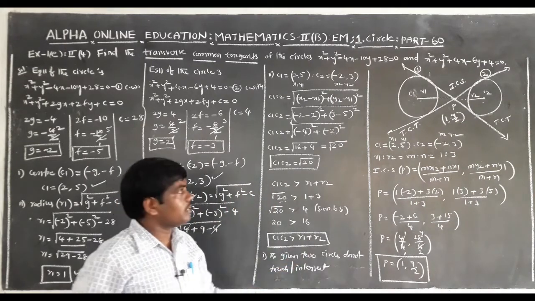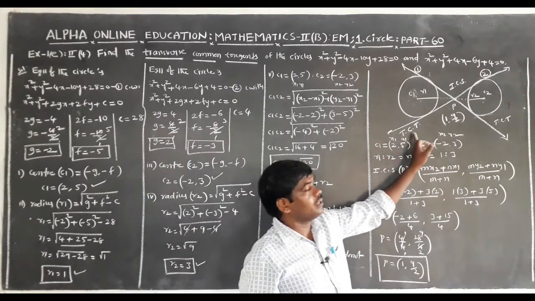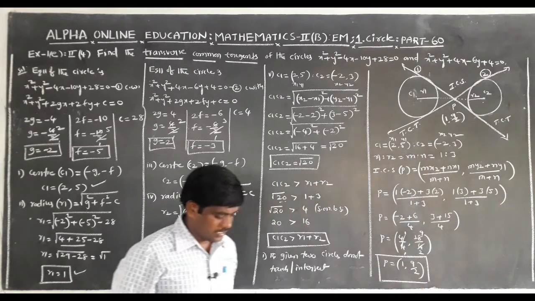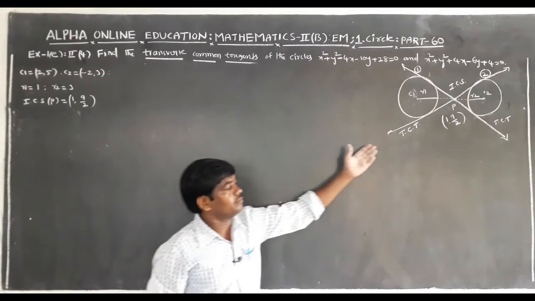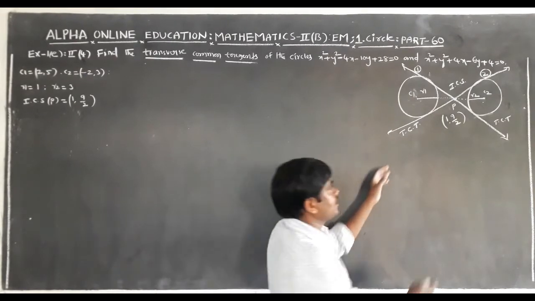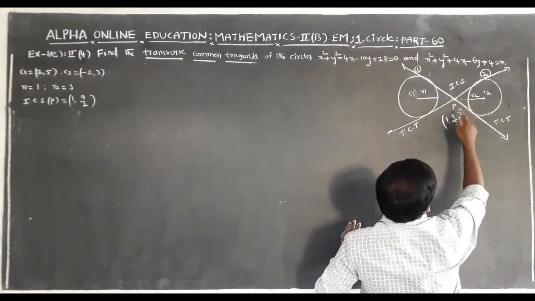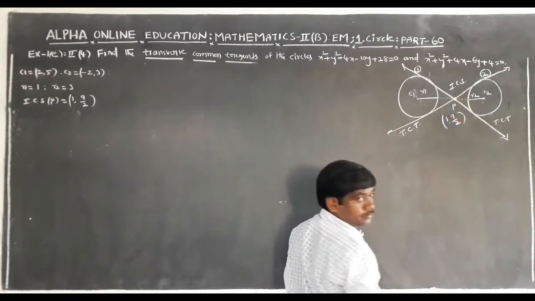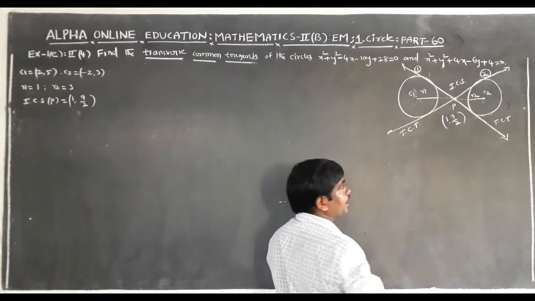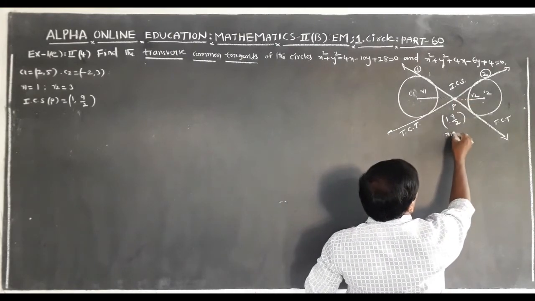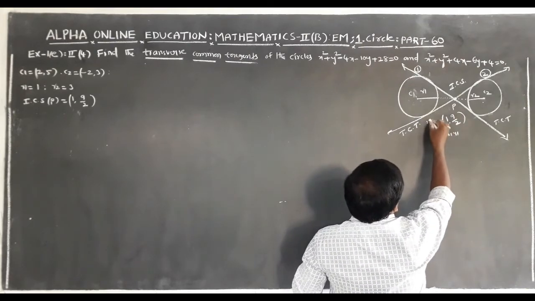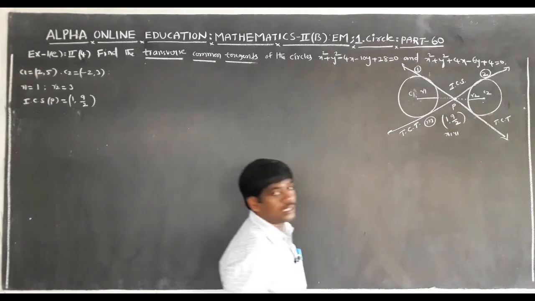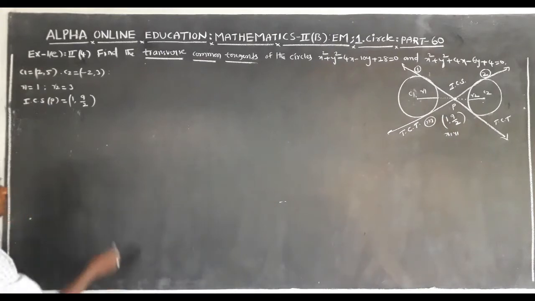Again, continuing, find the equation of the transverse common tangents. Here two lines are passing through the point P. The equation of the line passing through the point P (x1, y1). Let m be the slope of the line.